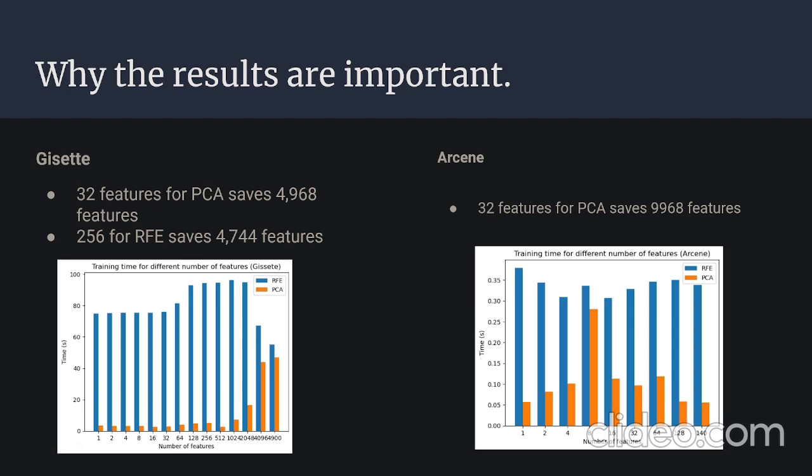And looking at the Arsine data set, we save a lot more features, even more than in the Gazette data set. The graph here does not show a lot because it only has to go up to 140 features, so these all take a very small amount of time because of the very simple classifier.